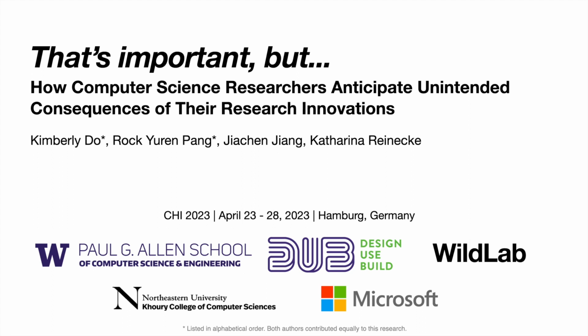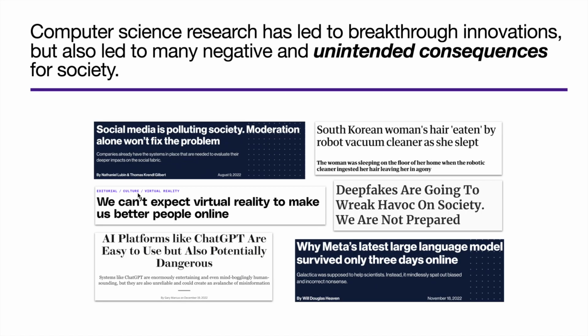That's important. But how computer science researchers anticipate unintended consequences of their research innovations. This is a joint work with Kimberly, Jiachen, and my advisor Katharina Reinecke here at the Wild Lab at the University of Washington. Computer science research has led to many breakthrough innovations, but has also been scrutinized for enabling technology that has negative and unintended consequences for society.